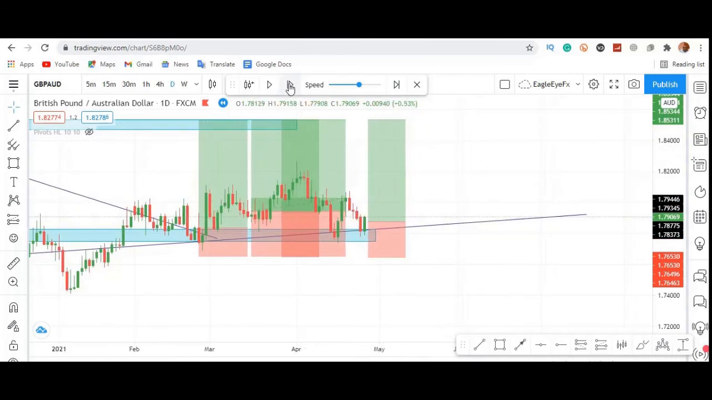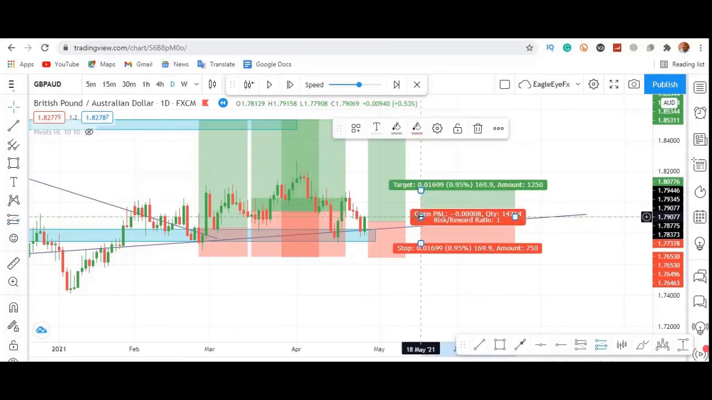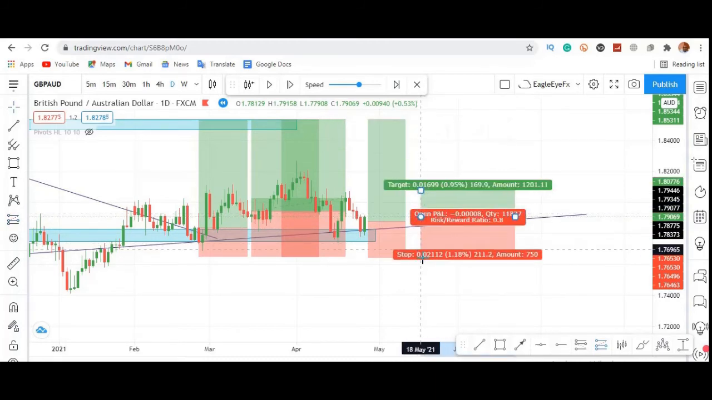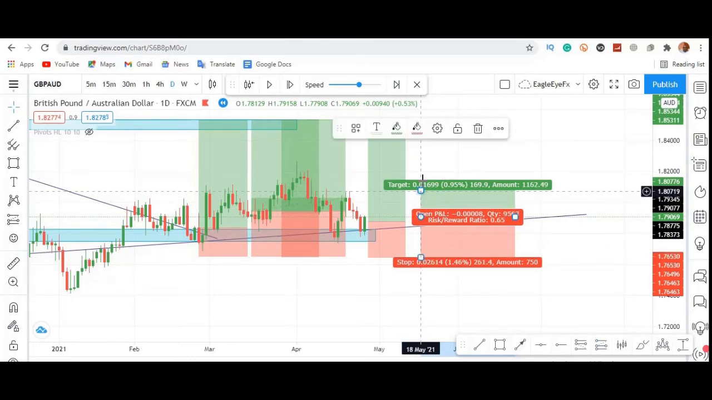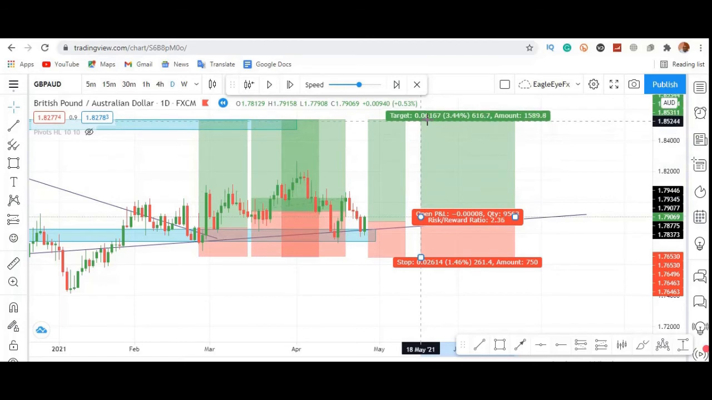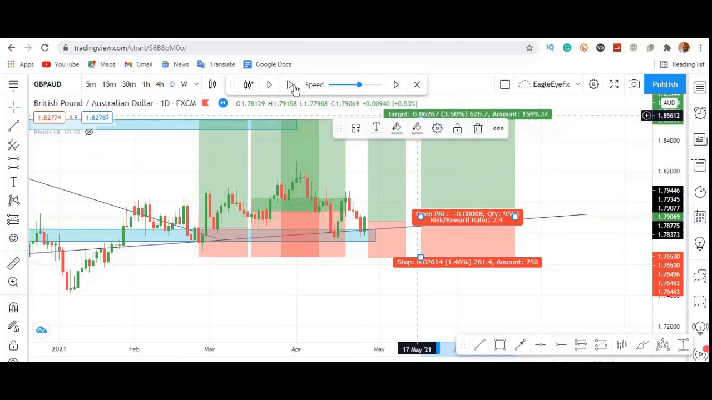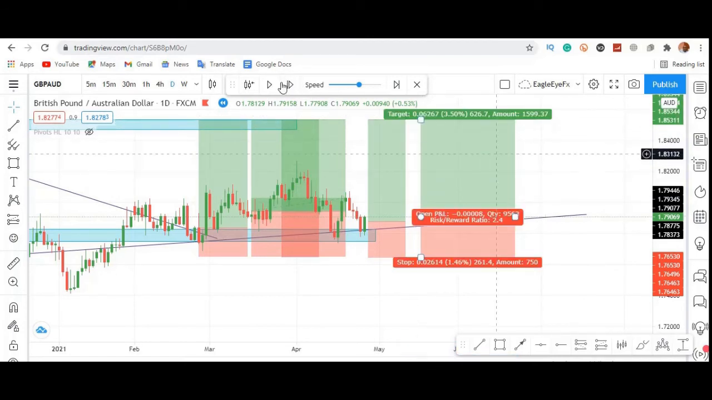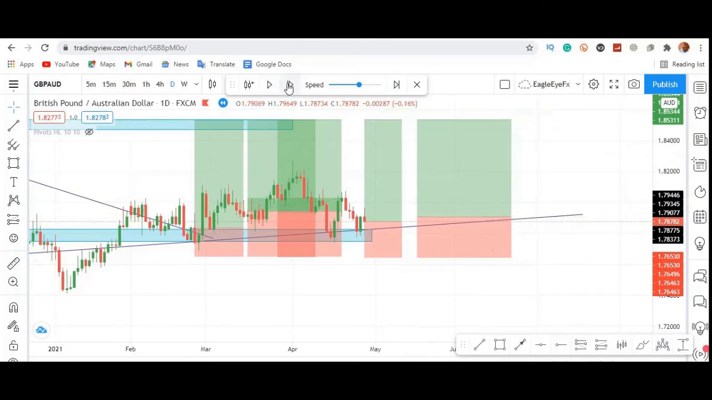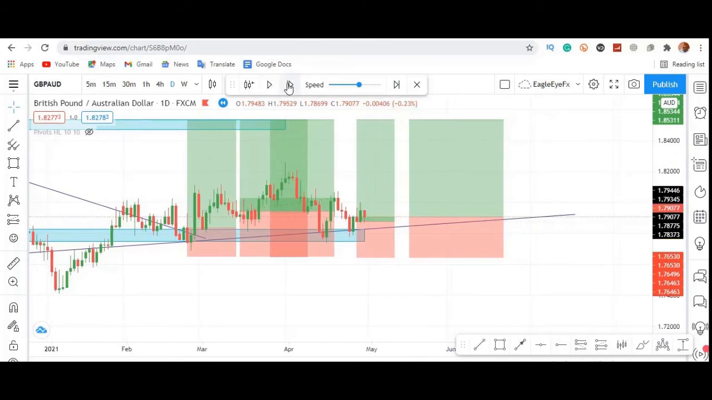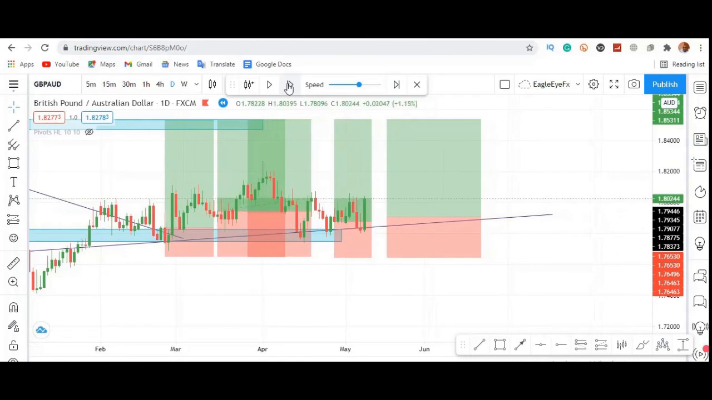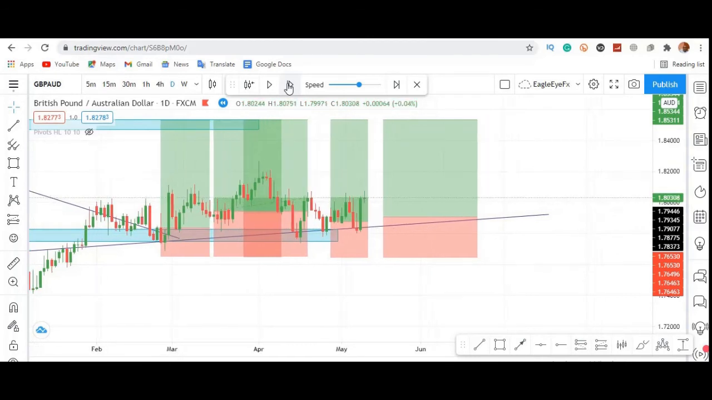Then let's see how it goes. It comes back again. You can still enter another buy there, put your stop loss there, then target up there, 1:2. So how does it go? Let's see. Now the market flies up, you see.